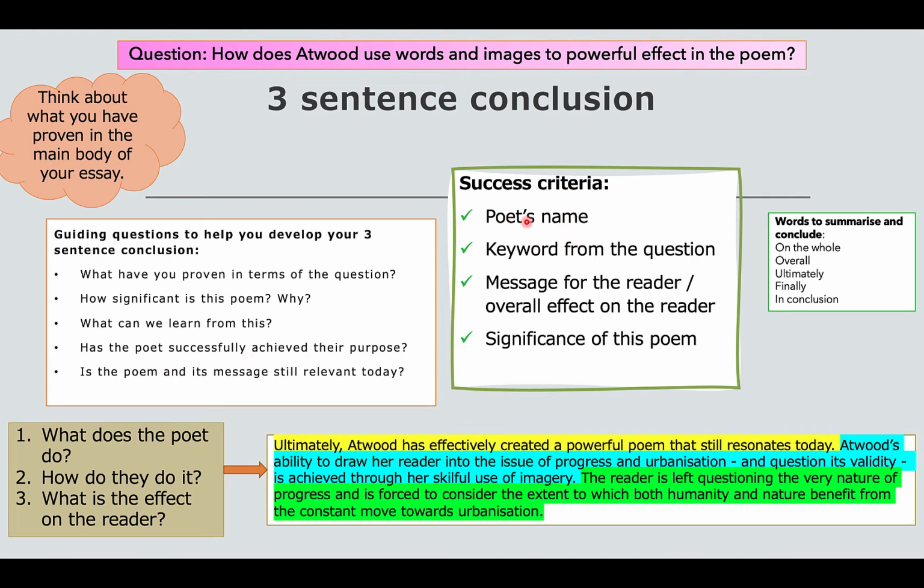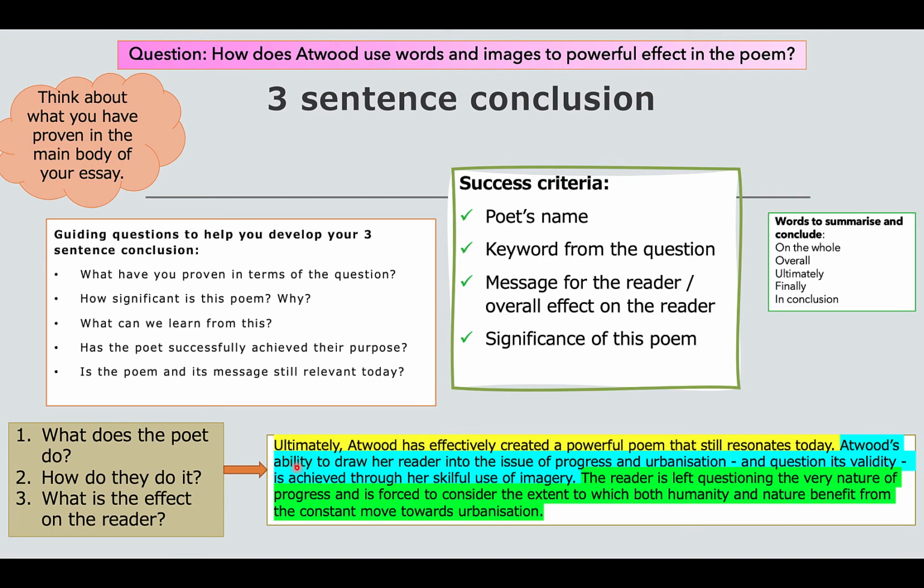Success criteria: have your poet's name, your writer's name, whoever it is. Try and include a keyword from the question to show that you're coming back to that, you're proving how your response is relevant. And think about the message for the reader or the audience and the overall effect of this text on the reader. And think about the significance of this poem or this novel or this play. What's the significance? What do we learn? What value does it have in our society today? And just some words to show that you are summarising and concluding. So you could use any of these to indicate that you are now moving on to your conclusion.